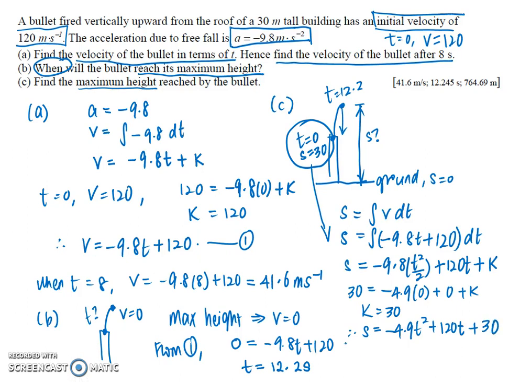So when will this maximum happen? It happens when time is 12.2. So let's see if I can squeeze this in. 12.2 plus 30. You calculate and you obtain the answer given as above, 764.69 meters.